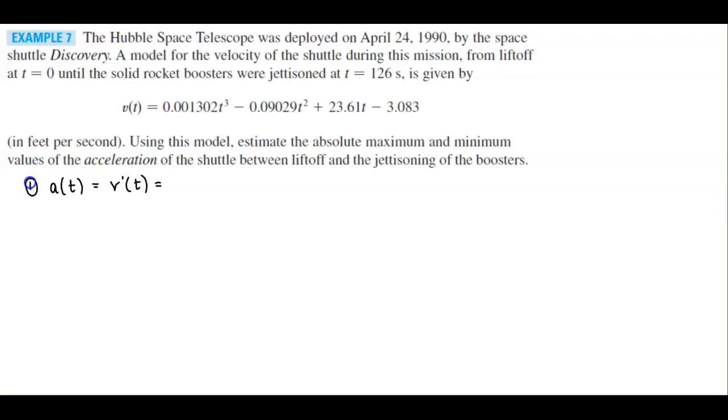So the derivative is taking 3 and multiplying it by 0.001302, which gives us 0.003906 times t squared, minus 2 times 0.09029 gives us 0.18058 t, and then plus the derivative of 23.61 t, which is 23.61, and the derivative of negative 3.083 is 0.